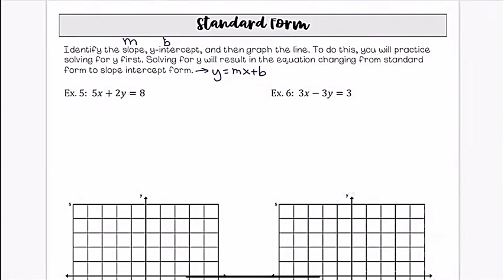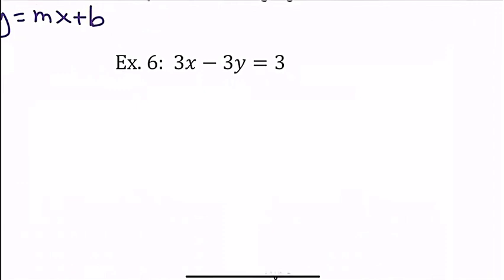Actually, we're going to do 6 together. It's harder. So we'll do 6, you'll do 5. Here's number 6. It says 3x minus 3y equals 3. Whole lot of 3s. First thing you're always going to do is move the x to the other side.